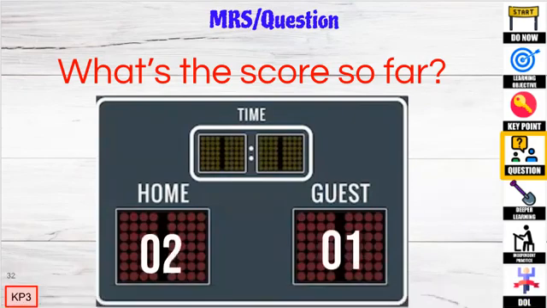All right, your screen should look like this. Home is the colonists because the war is happening on their home turf, and they have a score of 2. They have won 2 battles. Guest is 1 because the British have won the shot heard around the world, Lexington and Concord.